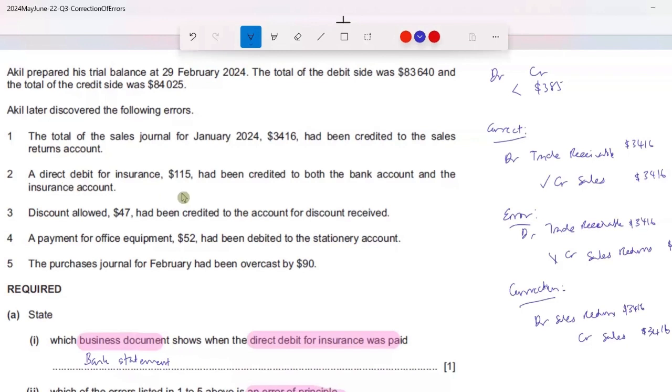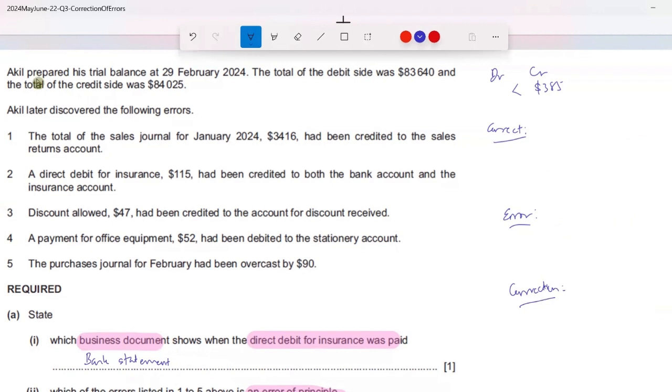Number 2. A direct debit for insurance of this amount had been credited to both the bank account and the insurance account. Once again, we take a look this way. If they pay insurance through direct debit, the correct entry without any error is to debit insurance expense with the amount and credit bank. However, in scenario 2, they have made an error. The error that they have done was to credit insurance and credit bank.